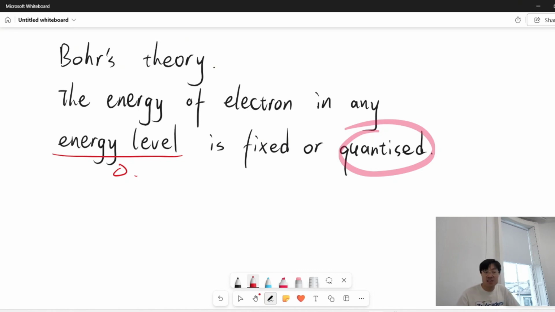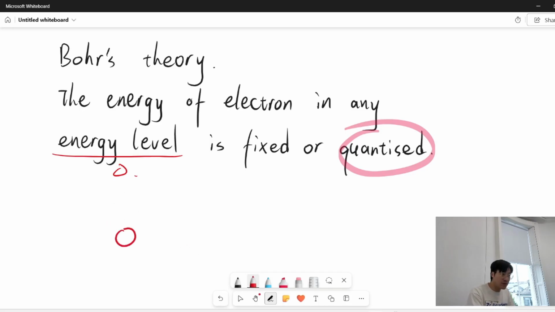Now, in the real case, we all know that an energy level is made up of energy sublevels, and each energy sublevel can have one or more orbitals. We're going to explore this idea further in future lessons, but today you can treat an energy level as a fixed path that an electron can have orbiting the nucleus of the atom.